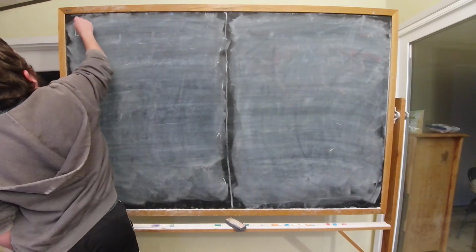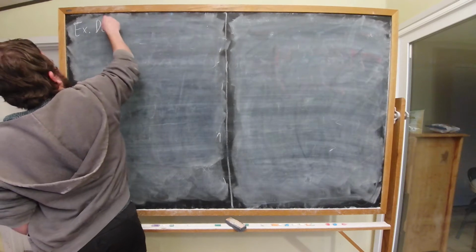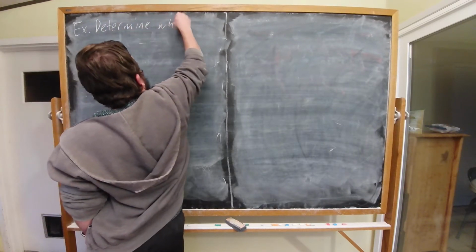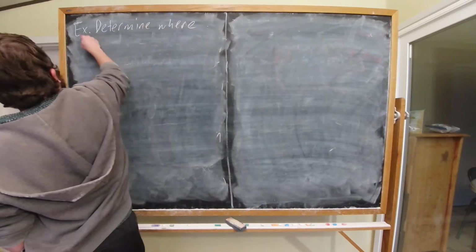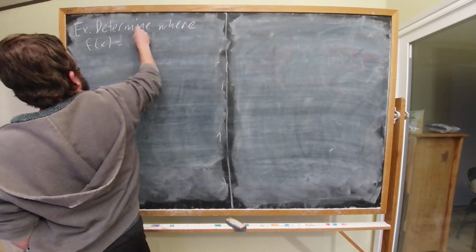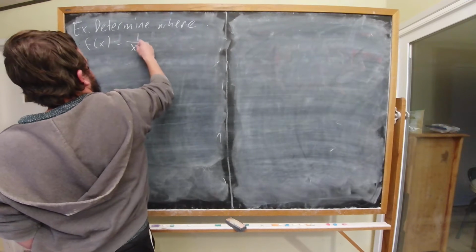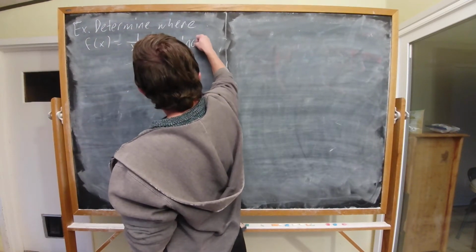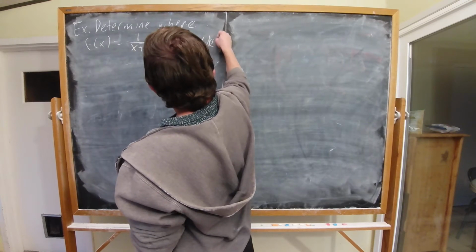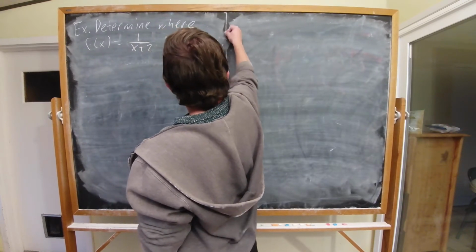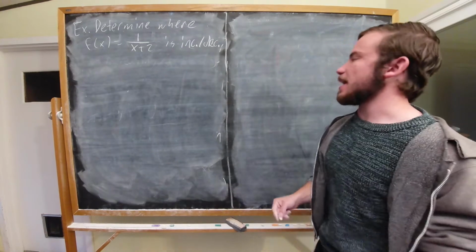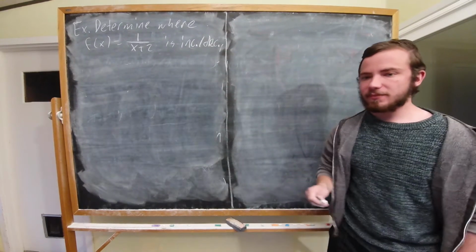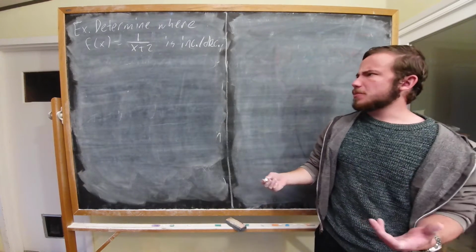All right. Let's determine where f(x) = 1/(x + 2) is increasing or decreasing. Yes, I did shorthand that as INC and DEC. Sue me. Okay, well, our procedure is the same.